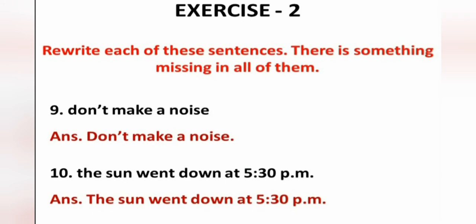Next, the sun went down at 5:30 p.m. This sentence states something, so it is a declarative sentence. So we have to mark full stop at the end, and we also start this sentence with capital T.